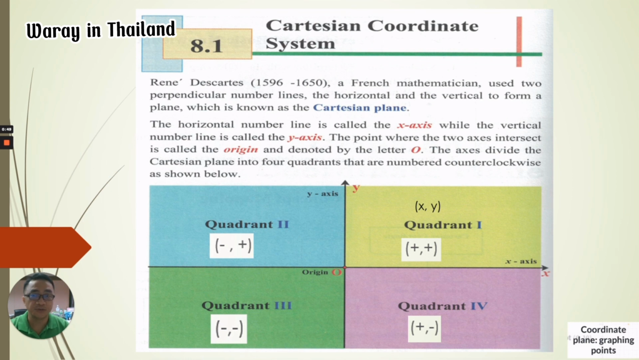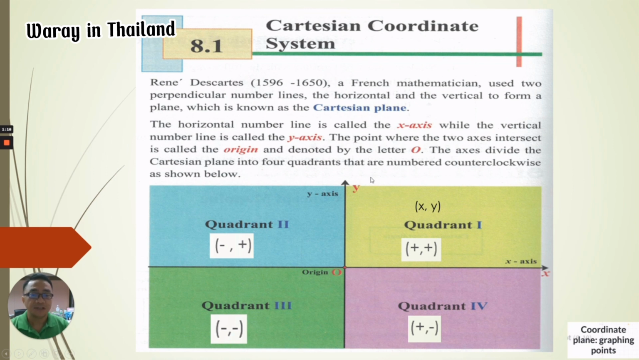He used two perpendicular number lines, a horizontal and a vertical, to form a plane which is known as the Cartesian plane. The horizontal number line is the x-axis, and the vertical number line is called the y-axis. The point of intersection we call the origin. We write here O, or the origin. So the coordinate at the point of origin is (0, 0).